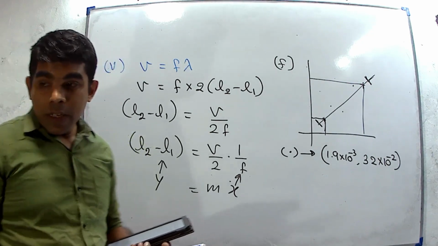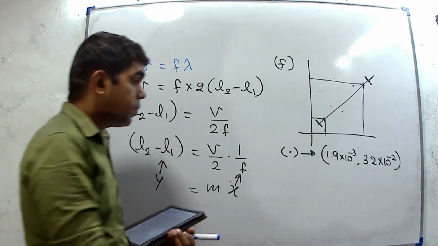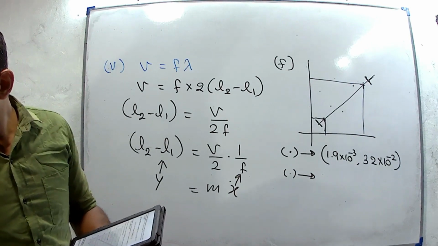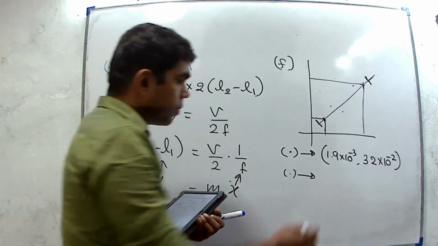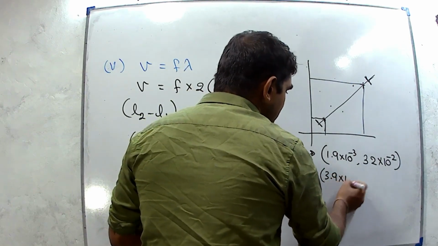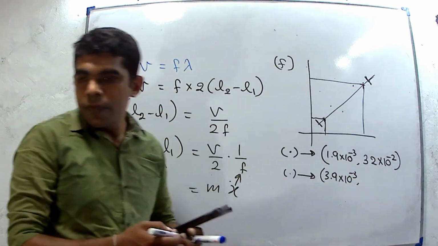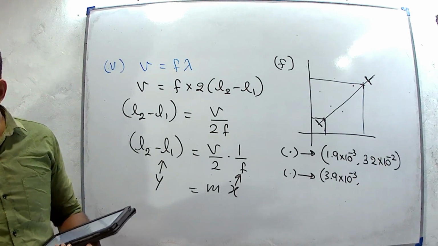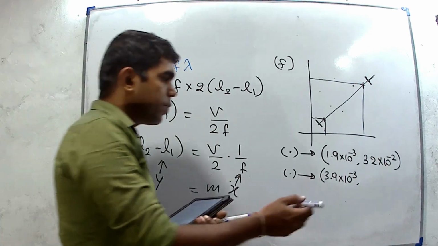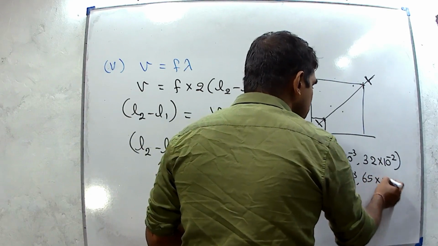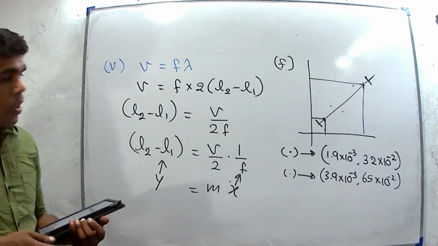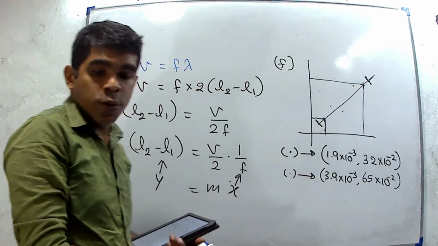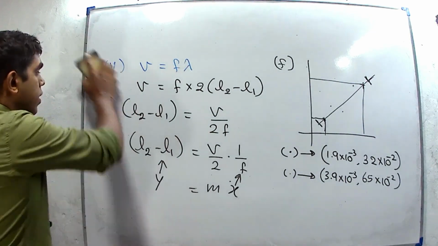And for the upper point marked in the marking scheme, x value is 3.9 into 10 to the power minus 3. We have marked the marking scheme by using arrows. Y value is 65 centimeters. Therefore, we have to use 10 to the power minus 2. Right. Now we can use these two readings, 2 points, to calculate the gradient.